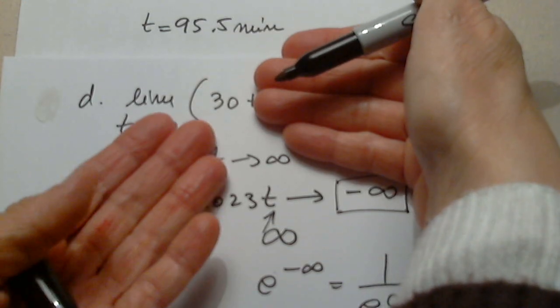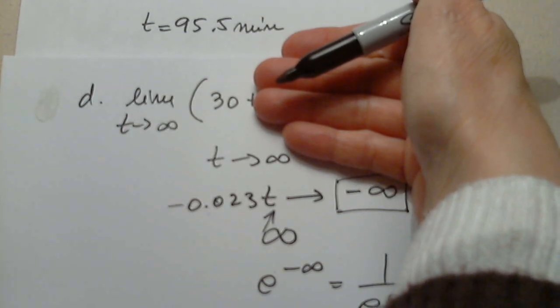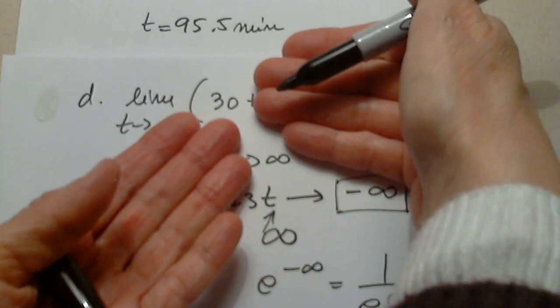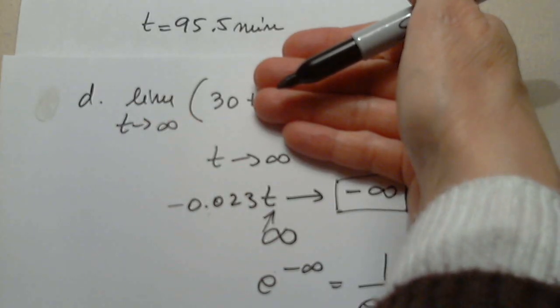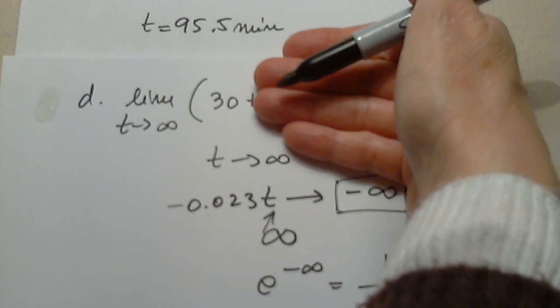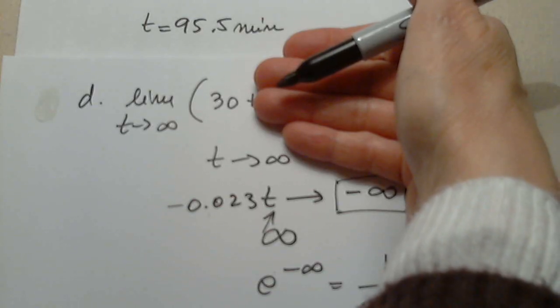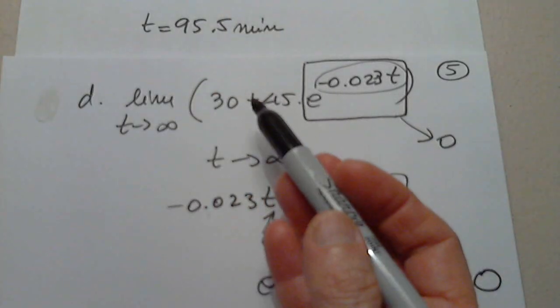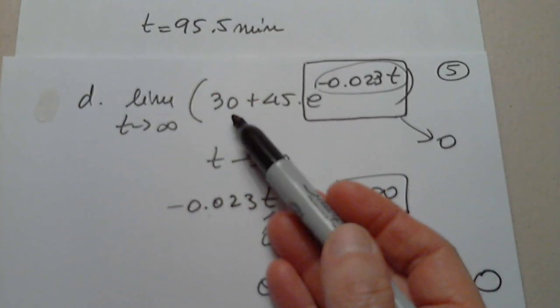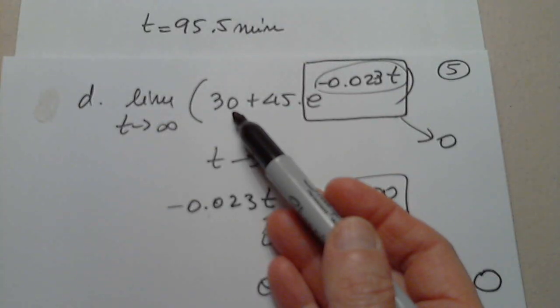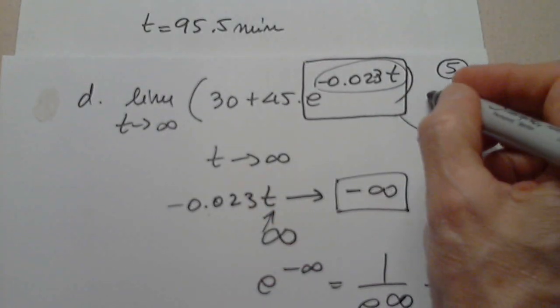What does this mean? Well, the exterior temperature or the room temperature is 30. Nothing can go lower than the temperature of the environment. So I have the cup of coffee at 75 degrees, and the lowest it can go is the room temperature. So the limit is 30 degrees Celsius.